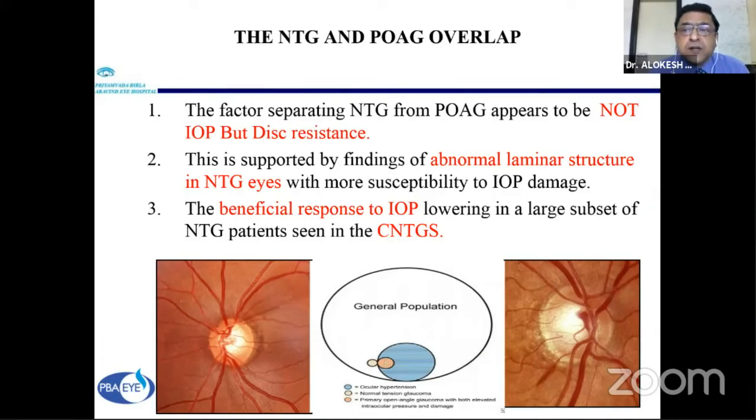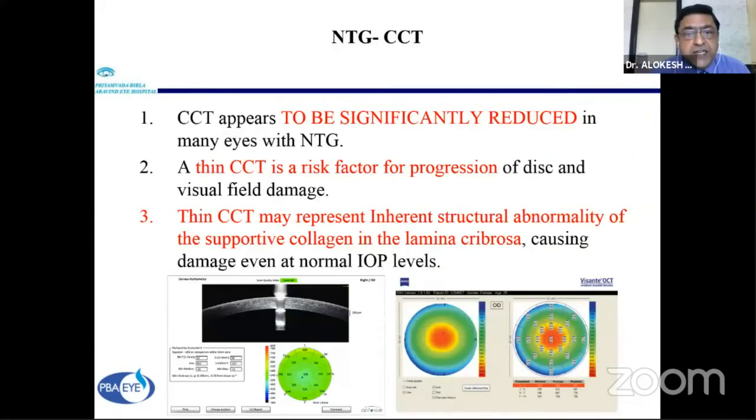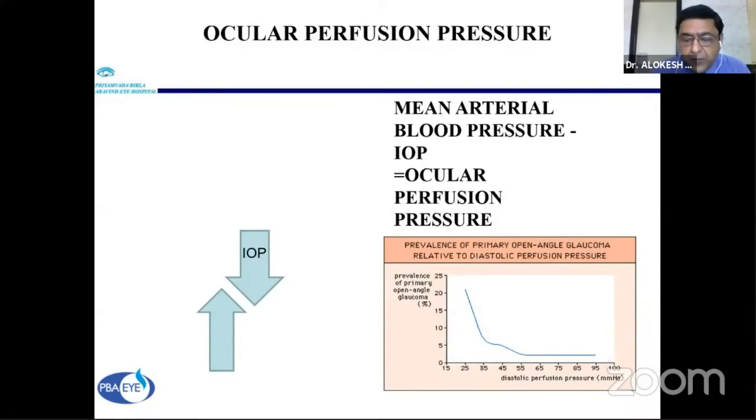So between the normal tension glaucoma and the primary open-angle glaucoma overlap, the difference appears not to be intraocular pressure, but the disc resistance, which is supported by findings of abnormal laminar structure in NTG eyes with more susceptibility to damage at IOP in the normal range. And it is also supported by the beneficial response to IOP lowering in a large subset of NTG patients in the CNTGS. The central corneal thickness is found to be significantly reduced in many eyes with NTG, where it's a risk factor for progression of disc and visual fields, and it may also represent the inherent structural abnormality of the supportive collagen in the lamina cribrosa, causing damage even at normal IOP levels.